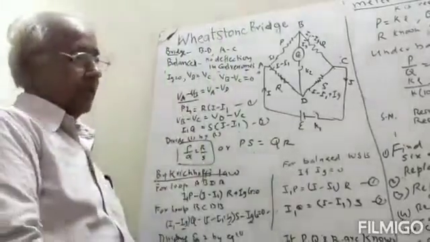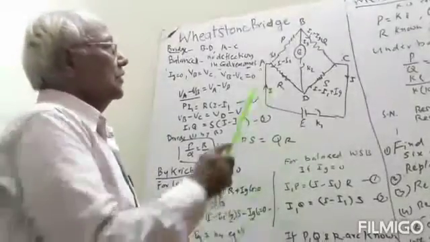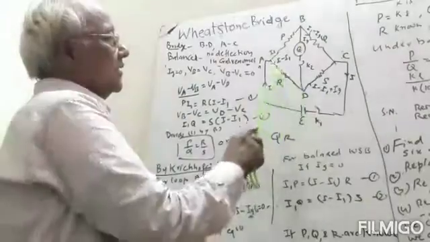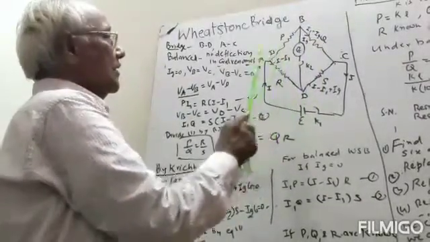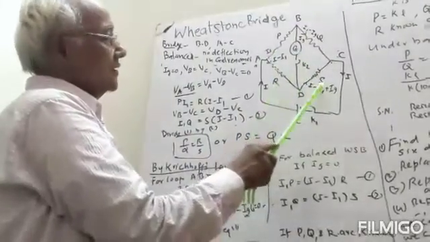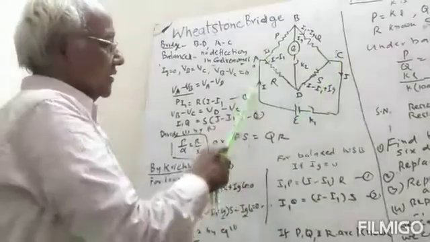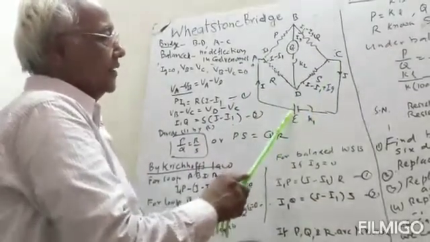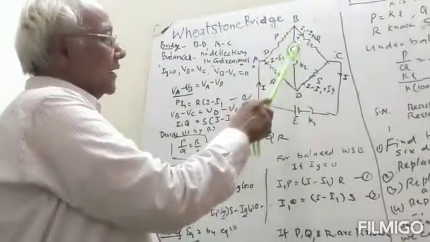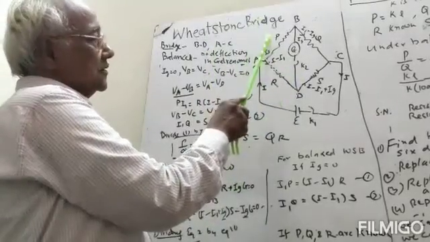Wheatstone bridge. A Wheatstone bridge is a circuit which consists of four resistances P, Q, R, S in a diamond shape. This is the diamond shape, and this is P, this is Q, this is R, and this is S. Now A and C are bridged by the battery or cell, and B and D are bridged by a galvanometer. So this is called a Wheatstone bridge.